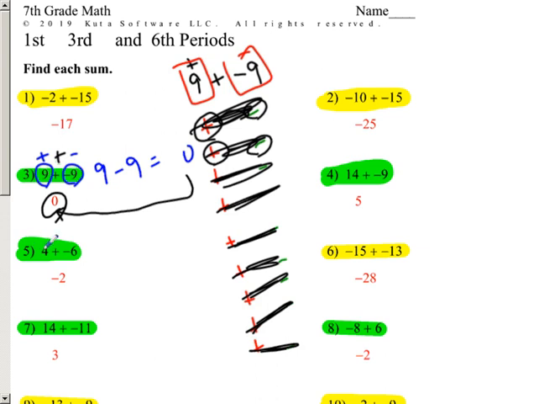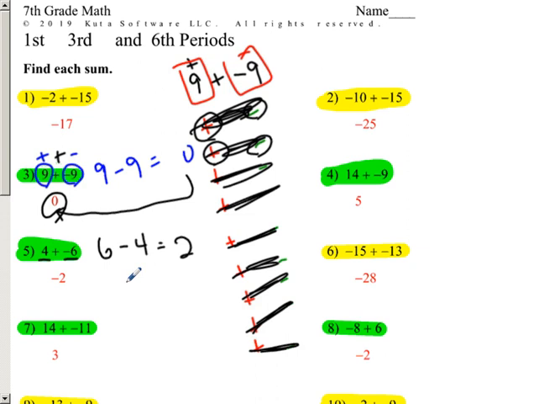So let's take a look at this one real quick right here. This is a positive 4, and this is a negative 6. It's positive 4 plus negative 6. Since they are different, I'm not going to say 4 minus 6. I'm going to say, hey, negative 6 is in my head, 6 is more than 4. So what's 6 minus 4? Because when they're different signs and we're adding, we're going to subtract. Take the bigger one and subtract the smaller one. 6 minus 4 is 2.